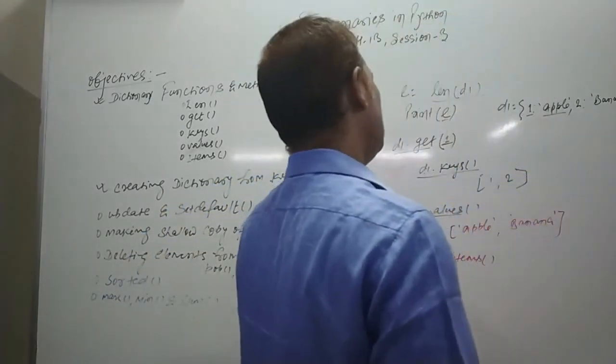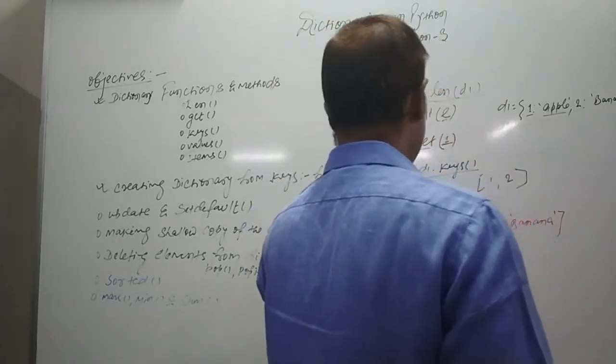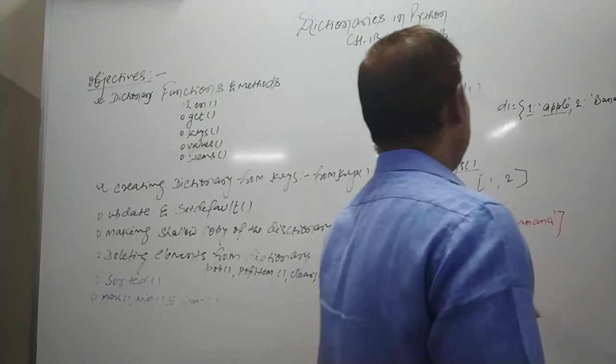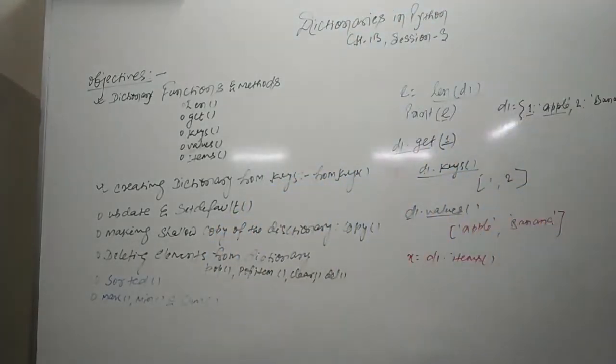So now x can be used in a for loop, and you can say for i in x, and then you can say print i. It will give you each item one by one. That is how the items method works.